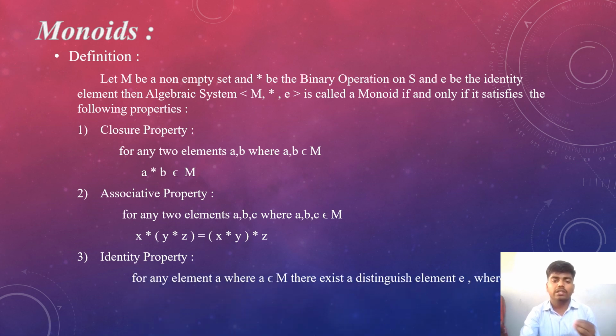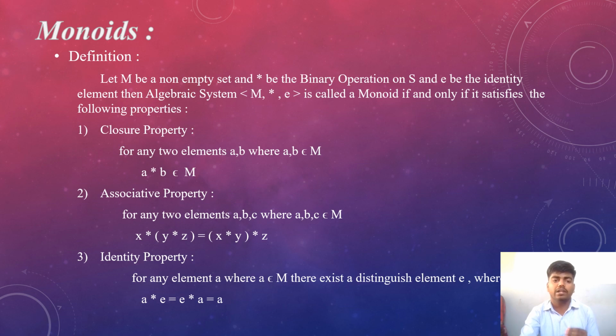So let's see what is the identity property. For any element A belonging to M, there exists an identity element E, so A star E is equal to E star A, which gives the same element A. This is the identity property.